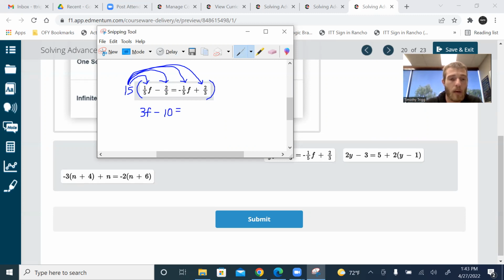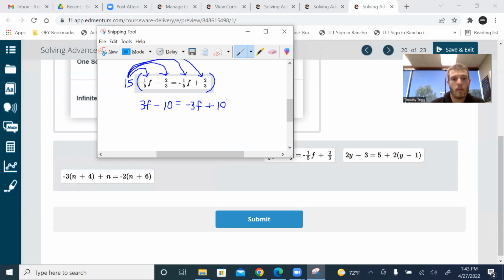Equals 15 times 1 is 15. 15 divided by 5 is 3. Keep in mind it's -3 because of that negative there. So -3f. Lastly, 15 times 2/3. 15 times 2 is 30. 30 divided by 3 is 10. So plus 10. Okay, now it's much simpler, isn't it?